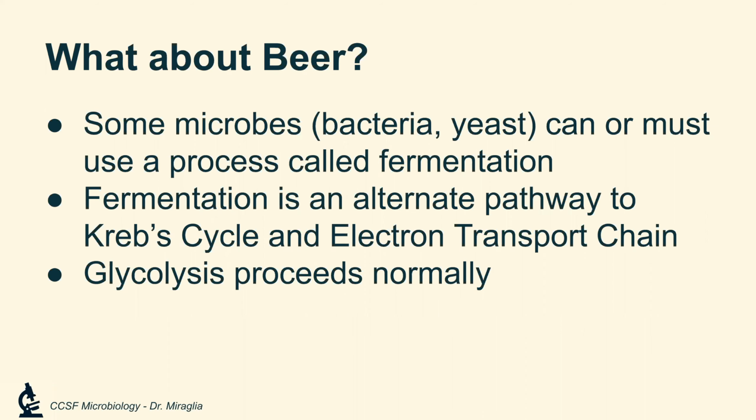So when cells can't use the Krebs cycle and electron transport chain, many cell types can use fermentation, including your muscle cells, at least temporarily. When cells are undergoing fermentation, glycolysis proceeds as it normally does, but then instead of going on to the Krebs cycle and electron transport chain, we're going to divert pyruvate and do something else with it.